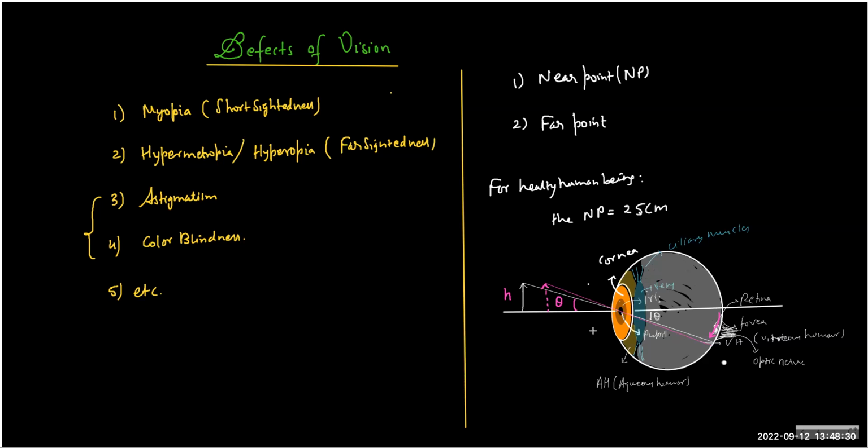Hello, hello. Yes, sir. So what is NP? The nearest point at which the object can be seen clearly, right? Yes, sir.